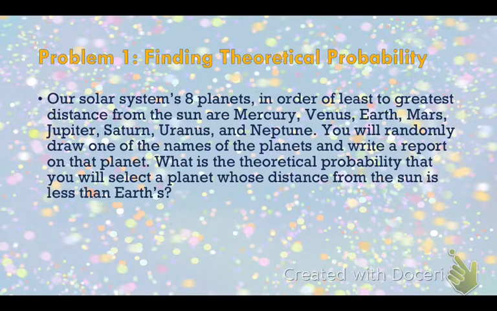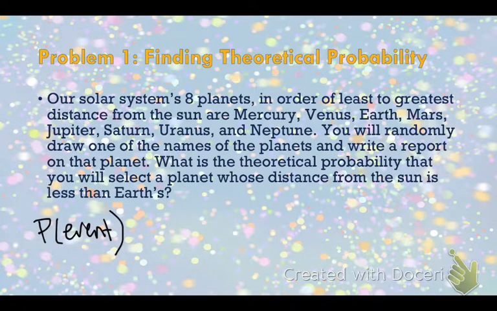So for problem number 1, finding the theoretical probability. Our solar system has 8 planets. In order of least to greatest distance from the sun, we've got Mercury, Venus, Earth, Mars, Jupiter, Saturn, Uranus, and Neptune. We are going to randomly draw one of the names of the planets, and we need to write a report on that planet. What is the theoretical probability that you will select a planet whose distance from the sun is less than Earth's?